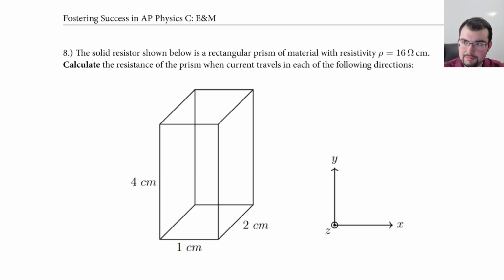All right, this is a fun one. So this actually really has us think about length and area. So the solid resistor shown below is a rectangular prism with a resistivity of 16 ohm centimeters. And we're going to calculate the resistance when current travels in all the directions. So first, we're going to send current through the x direction, which would be this way. We send current from left to right or right to left. Then we send current in the y direction, which would be sending current through the top of the block. And then we're going to send current into the block that way, because that will change who is L and what directions become involved in the area.